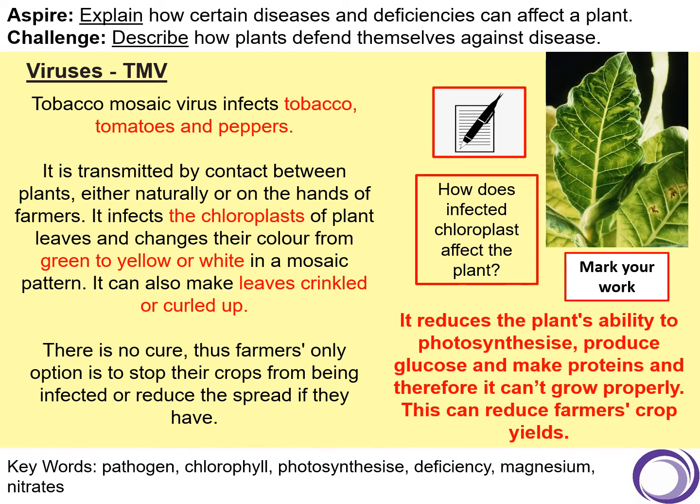Okay guys, so hopefully you have written down that if the chloroplast gets infected, it will reduce the plant's ability to photosynthesize. Remember, by photosynthesis, we produce glucose and make new proteins. Therefore, if the plant can't make new protein, it can't grow properly. So this can actually reduce farmers' crop yields.